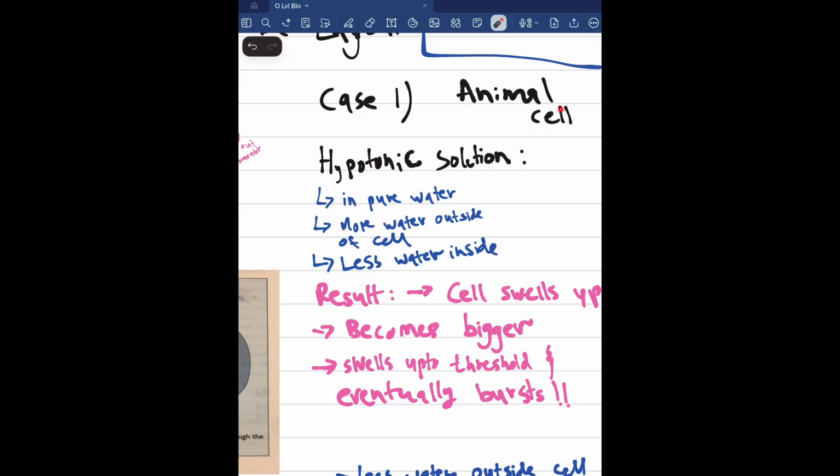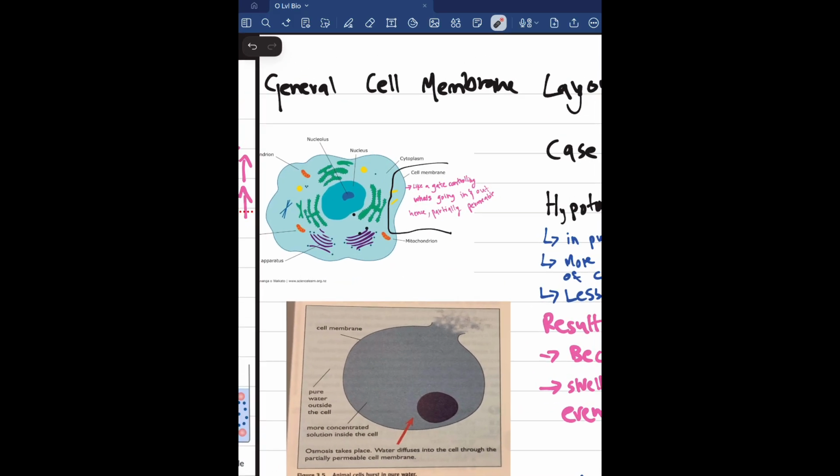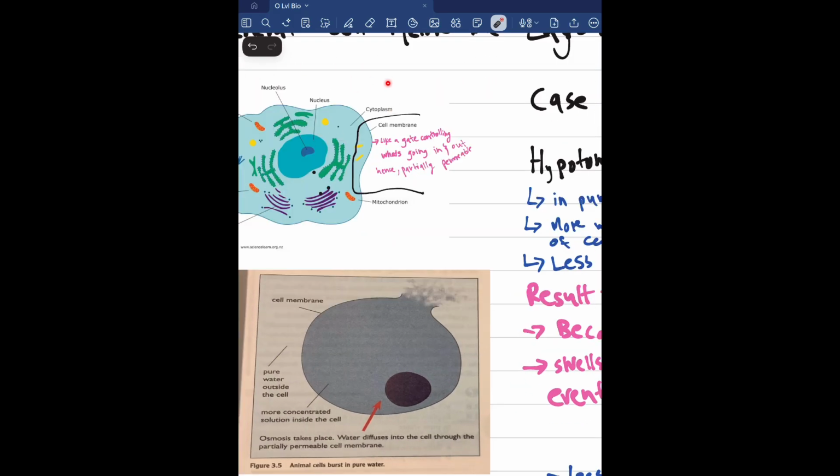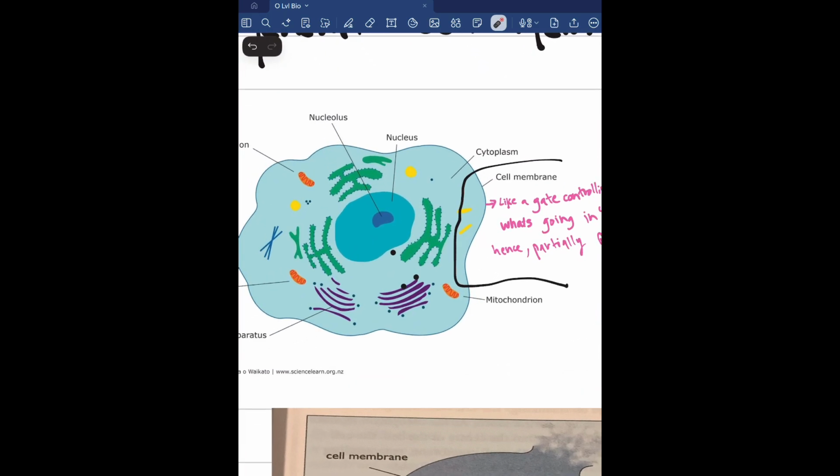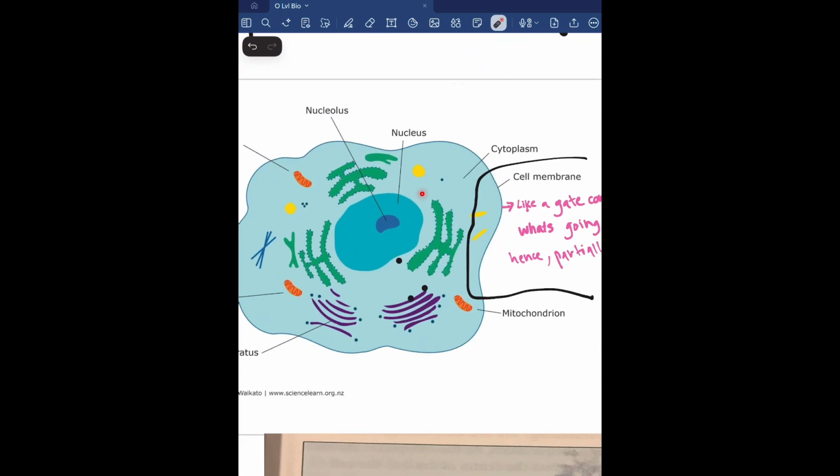The first case, for an animal cell, I repeat, for an animal cell, is hypotonic solution. So hypotonic solution is basically pure water, right? If we talk about the cell over here, imagine there is pure water outside, so there's more water outside the cell as compared to the inside of the cell. So imagine there's more water here and less water inside, and this is called a hypotonic solution. As we have discussed, water would travel from here to here. This is the basic and integral concept of osmosis, right?